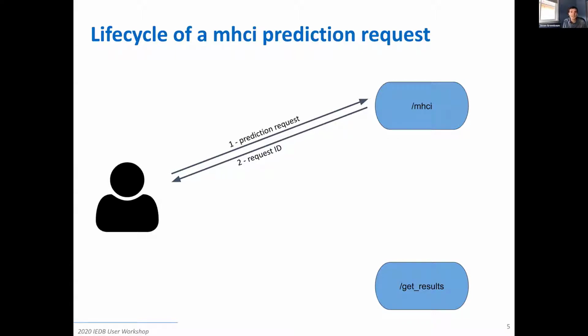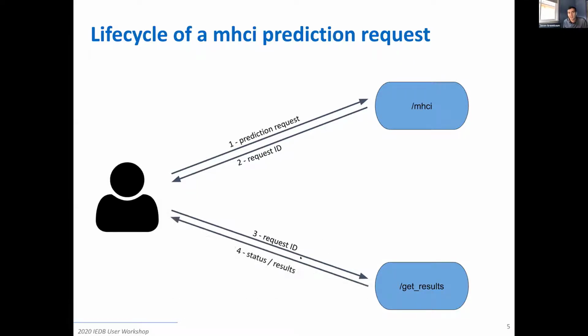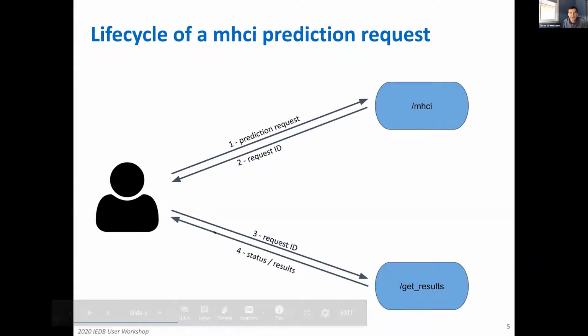Oftentimes, with a large request, they could even time out, and you'll never get a response. So by providing a request ID immediately, we could run some maybe real quick validations, but give you immediate feedback. Then the user would take that request ID and post that to a second endpoint called get results. What that will do is give you results if they're ready. If not, it will give you the status of the request. So it'll say queued in the system or error processing, but eventually you would get your results through there.